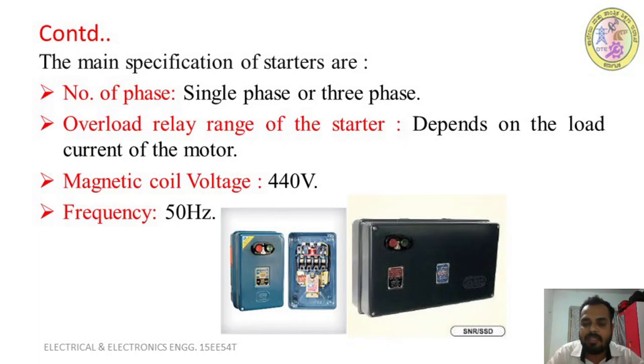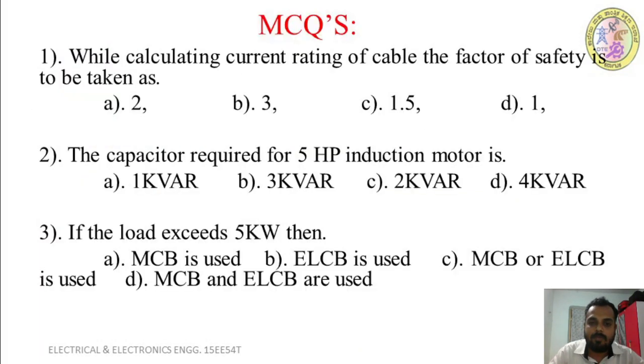So next we have seen the starter. Up to 3 HP of your induction motor, we are using DOL starter, and 5 HP to 10 HP we are using star delta semi-automatic starter, and above 12 HP star delta fully automatic starters are used. So this is about the main components or major components which we are using in the power installations, right?